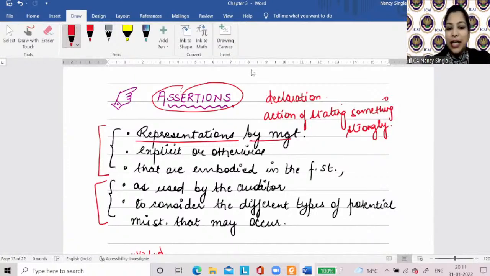So representations by management, explicit or otherwise. Explicit is what? Expressly mentioned.